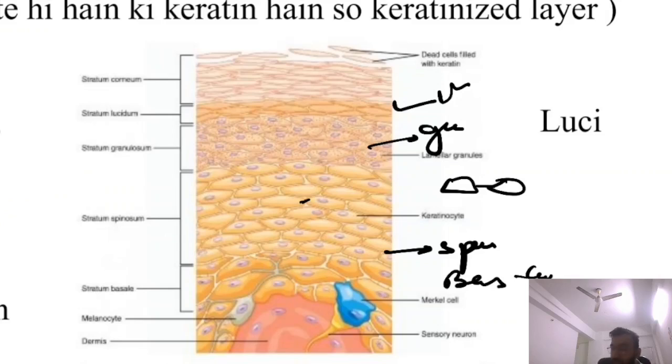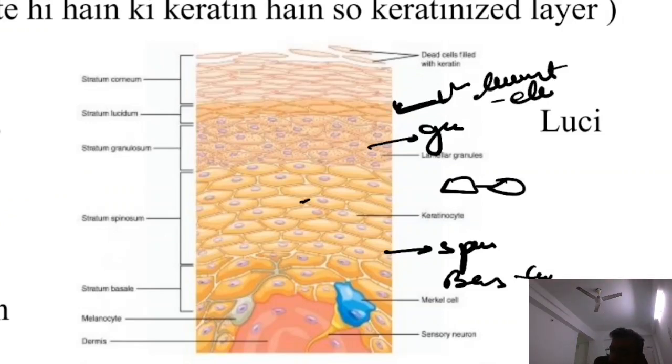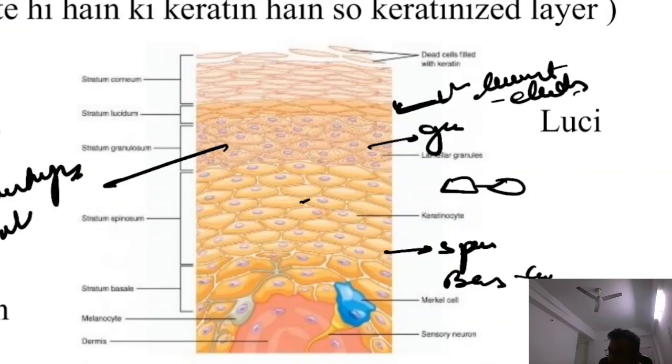function, different organelles, different granules. In lucidum, it is a lucent, translucent layer. It has eleidin granules. Granulosum, the name itself says granules, so it has keratohyalin granules. It has profilaggrin, which is converted to filaggrin. Spinosum is like spinous nucleus. There are so many desmosomes present, which connect the keratinocytes.